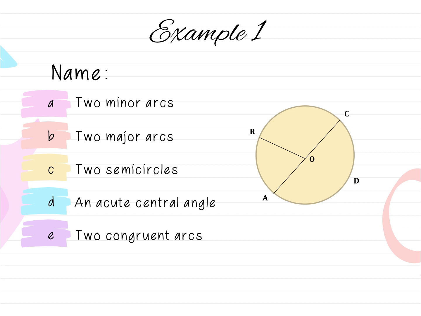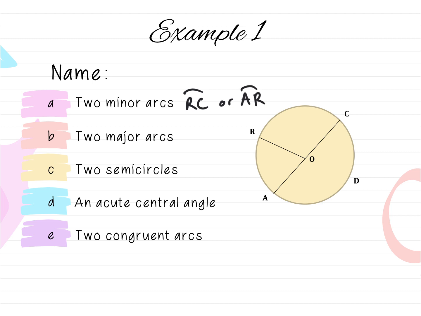So here we have example 1. They want us to name two minor arcs, two major arcs, two semicircles, an acute central angle, and two congruent arcs. So two minor arcs are going to be anything less than 180. So I'm actually going to go ahead and name RC, which is this one right here. And I'm going to go ahead and name AR. Remember, you can always name them one way or the other.